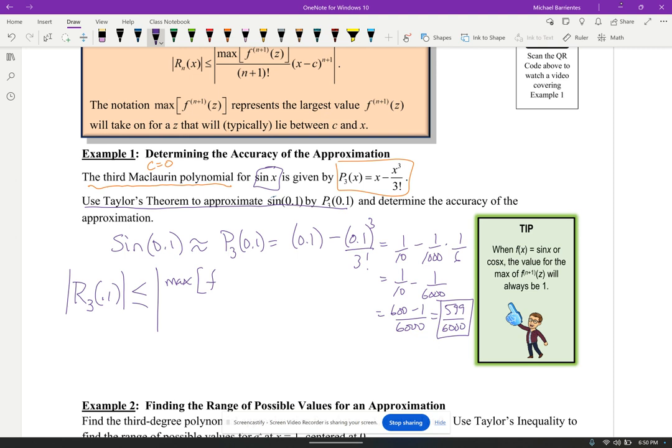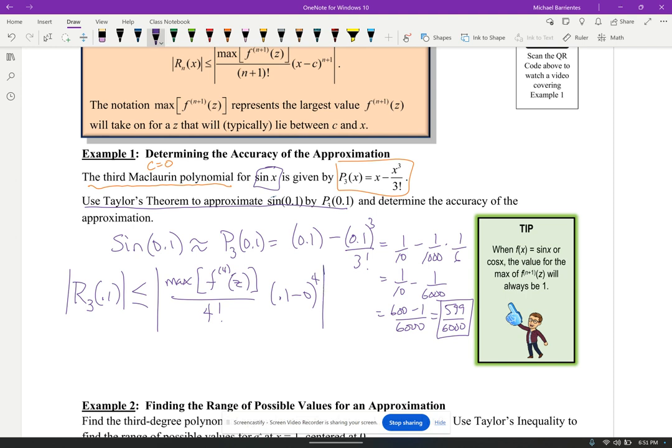So I'm supposed to take the 4th derivative at z, at this z value, which I don't know what that is, but I'll come back, over 4 factorial. Why not n plus 1? You could say n is 3 and 3 plus 1 is 4, so that would be 4 factorial, times my x value, which was 0.1, minus my c value, which was the center point, which is 0, to the n plus 1th, which would be the 4th power.